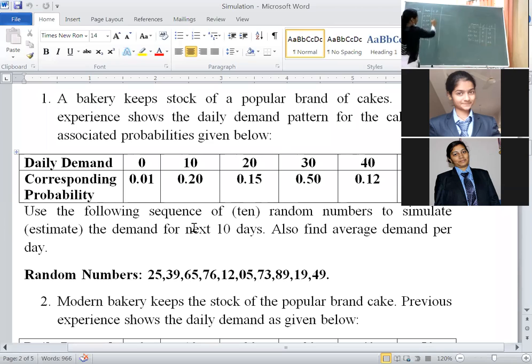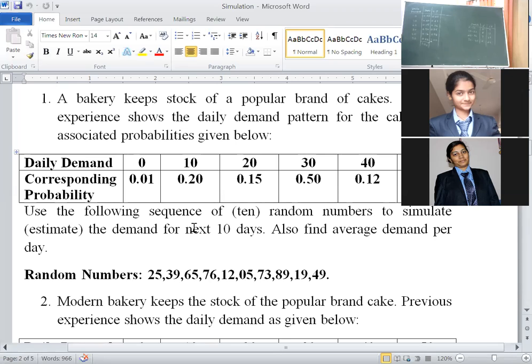Similarly, cumulative probability we have to calculate in a similar manner. Cumulation means addition. That's why the first value remains as it is, that is 0.01. Next, 0.01 plus 0.20 gives 0.21. 0.21 plus 0.15 is 0.36. 0.36 plus 0.50 is 0.86. 0.86 plus 0.12 is 0.98. 0.98 plus 0.02 gives 1. If you add this, you will get 1. Is it matching with this? Yes.